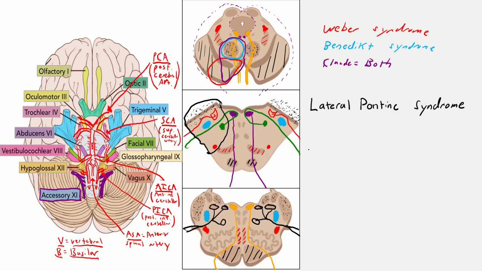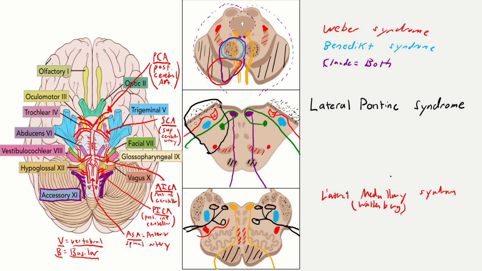So where's this lesion? This would be a lateral, let's do maybe red, lateral medullary syndrome. And this we would call Wallenberg. So we also call this Wallenberg. All right. So what's hitting Wallenberg? It's lateral. So you're hitting kind of all these areas. So we have spinothalamic right here. So spinothalamic is going to be messed up. So you're going to have contralateral pain and temperature loss.